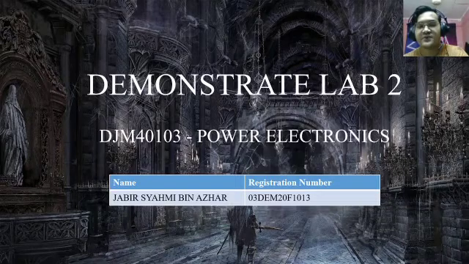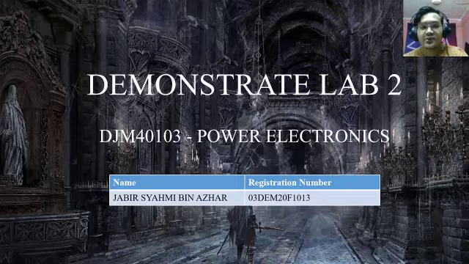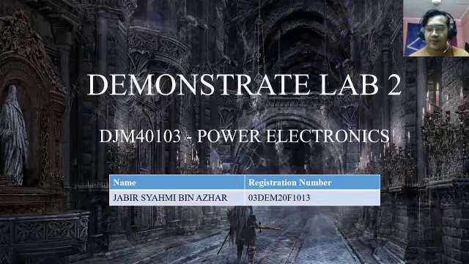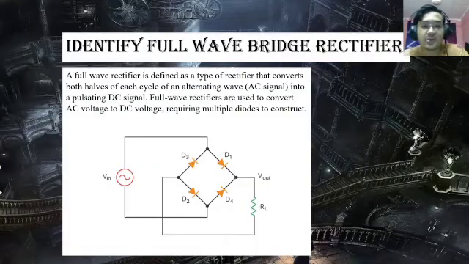Registration number 03DM20F1013. Today we are going to demonstrate lab 2 for power electronics. First, we have to identify the full wave bridge rectifier.